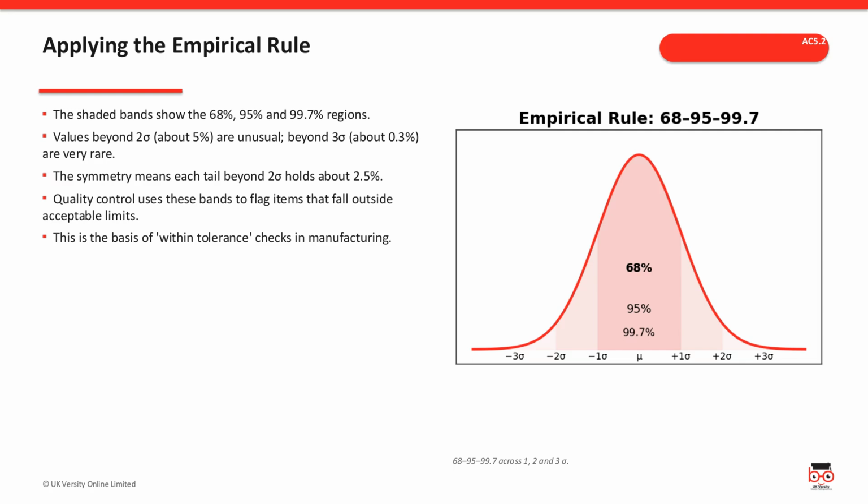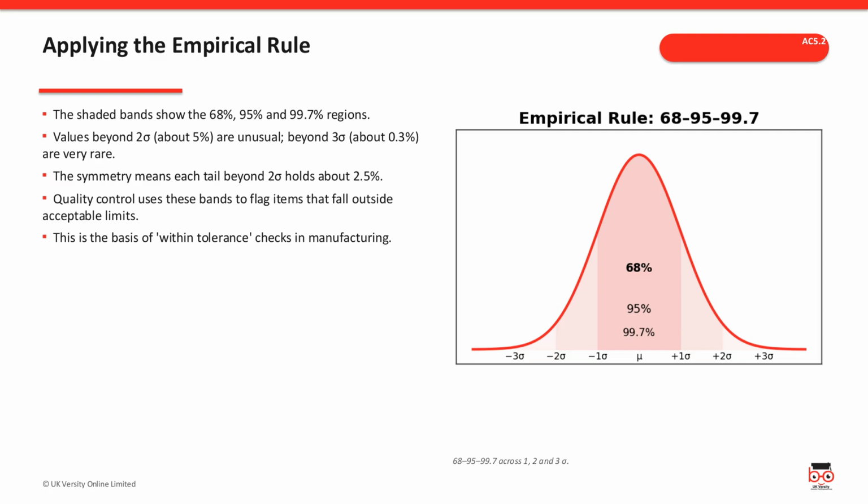Picture those bands shaded on the curve, the 68%, 95%, and 99.7% regions nested inside one another. Values beyond 2 standard deviations, which is only about 5% of the data, count as unusual, and beyond 3 standard deviations, about 0.3%, as very rare indeed. Because the curve is symmetric, each tail beyond 2 standard deviations holds around 2.5%.